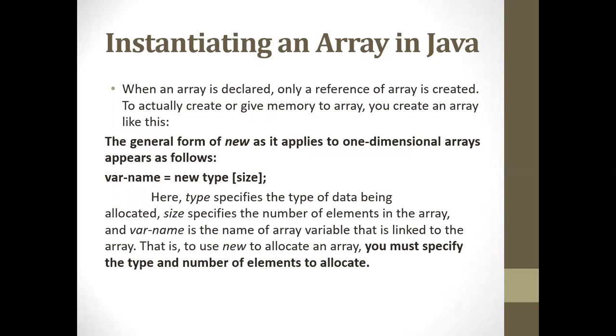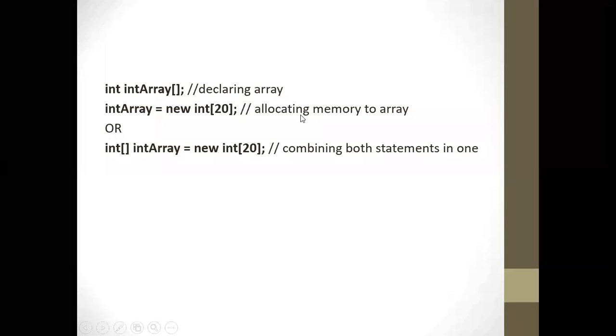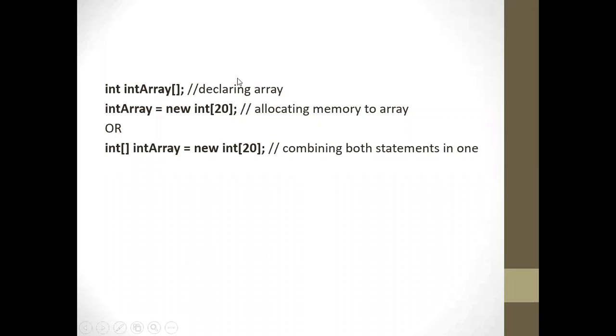So you must specify the type and the number of elements. That is also required, because how much memory is needed for that particular array is known with the help of this size only. Next, this is again the same statements that we have discussed. We can declare an array, and we can allocate memory to the array. We can mention both these statements one by one, or we can use a combination of these two statements.